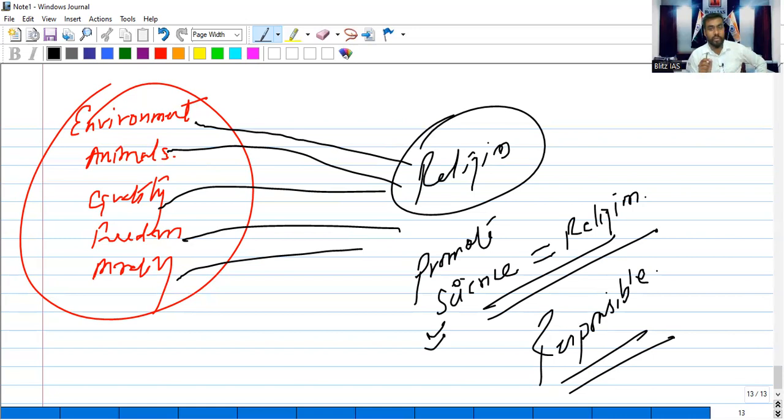So when you are dealing with religious issues with constitutional issues, you should be very responsible, you should promote science, and always you should take the side of those constitutional ideals. This is something you need to understand. Okay, so I hope I did justice to this right to freedom of religion, right to religion, and this is very, very important from the examination point of view.